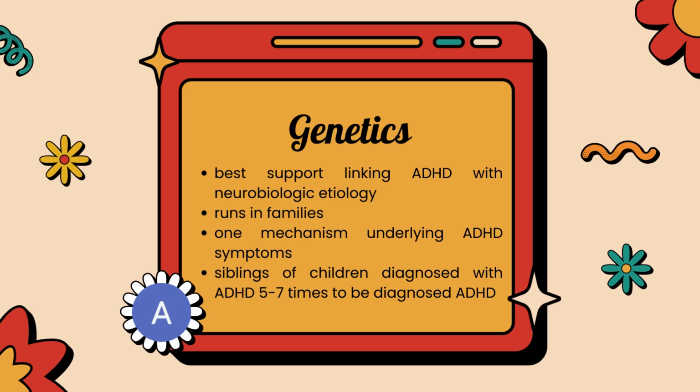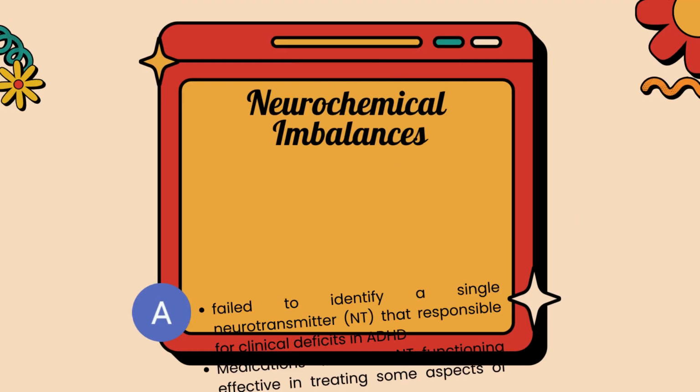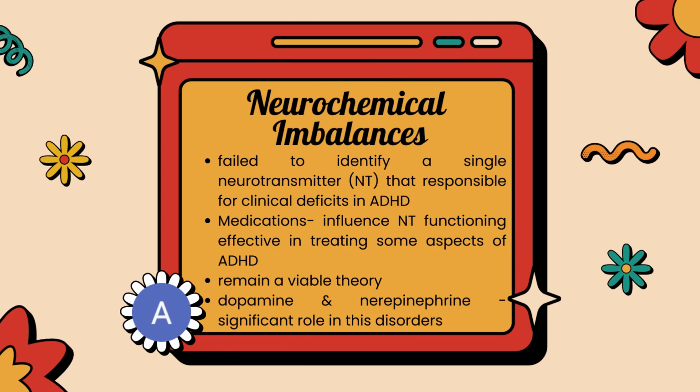children from unaffected families. The neurochemical research into potential causes has failed to identify a single neurotransmitter that is responsible for the clinical deficits in ADHD. However, medications that influence neurotransmitter functioning are effective in treating some aspects of ADHD, leading researchers to believe that a neurochemical cause remains a viable theory. The selective availability of dopamine and norepinephrine are both candidates for a significant role in this disorder.